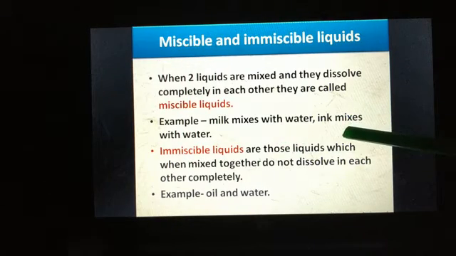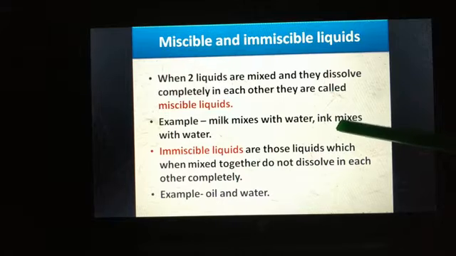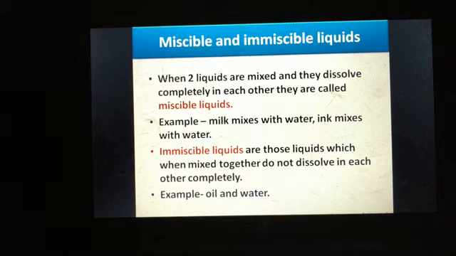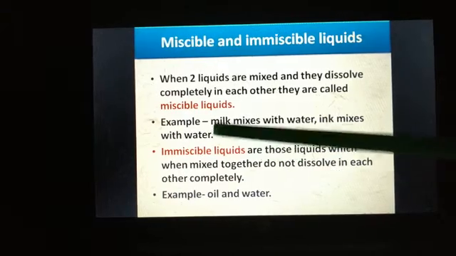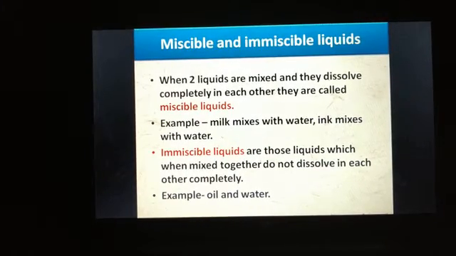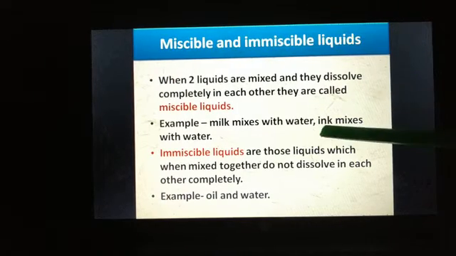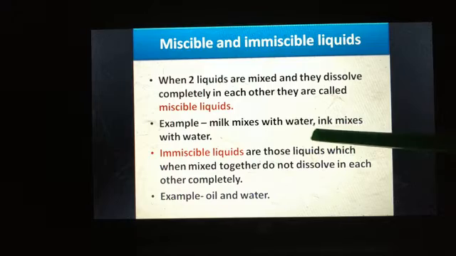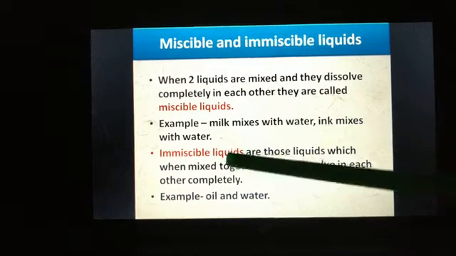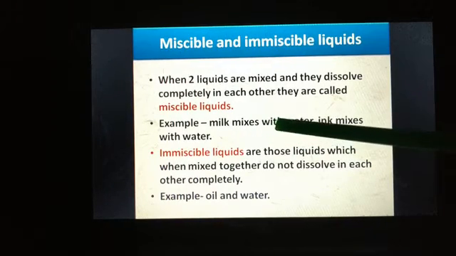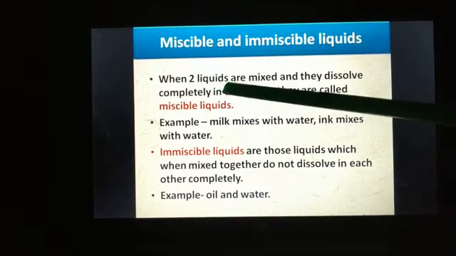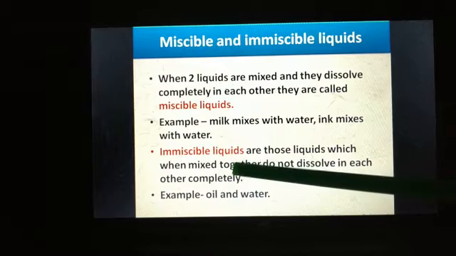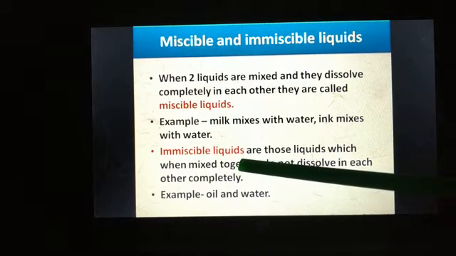Another example is ink mixes with water. The ink pot that we earlier used to get, if I mix it with water, it will completely dissolve and we cannot make out which one was that. We cannot make out whether we have mixed these two liquids. So here we have considered liquids. The next one is immiscible liquids.